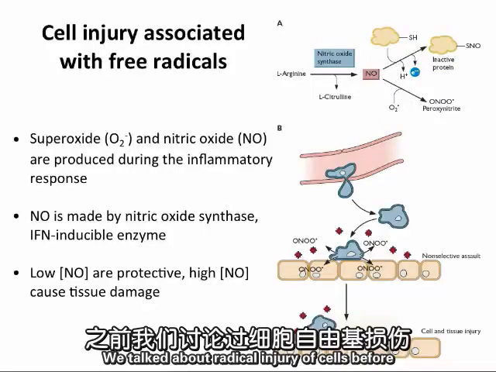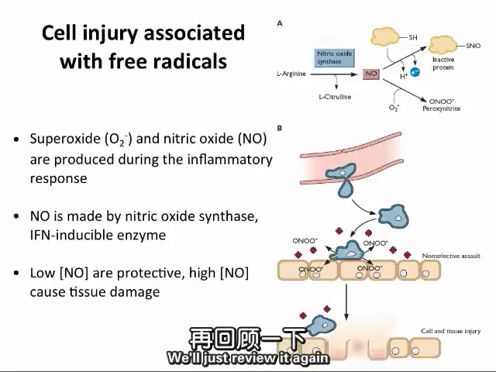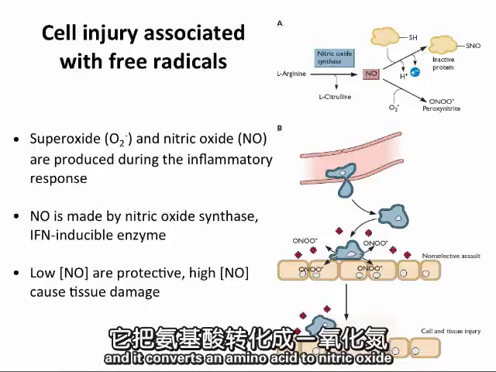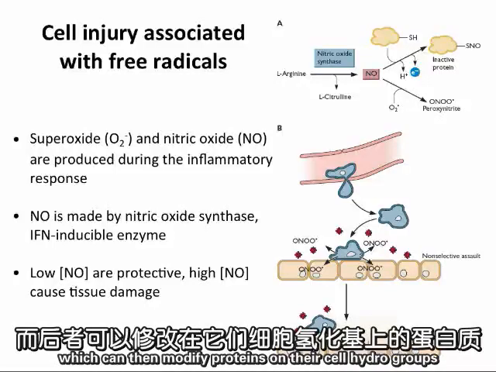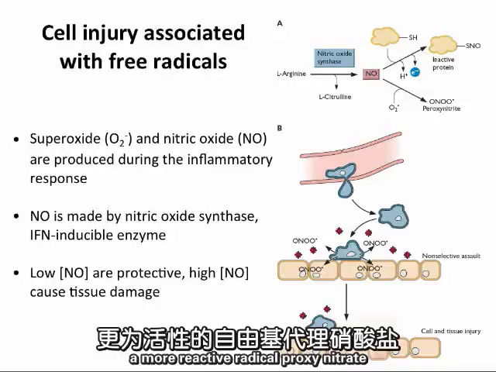We talked about radical injury of cells before. These are superoxide and nitric oxide radicals produced by the innate response. We'll just review it again. Nitric oxide synthase is an interferon-stimulated gene, and it converts an amino acid to nitric oxide, which can then modify proteins on their sulfhydryl groups or be converted to a more reactive radical, peroxynitrite.